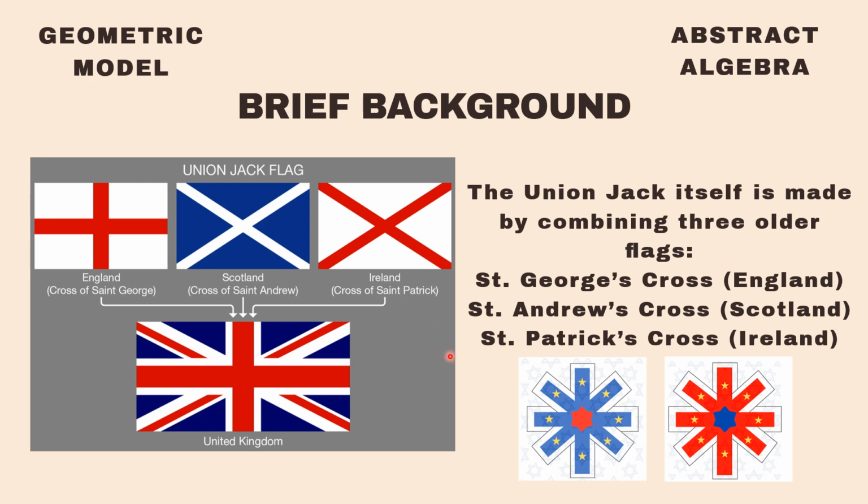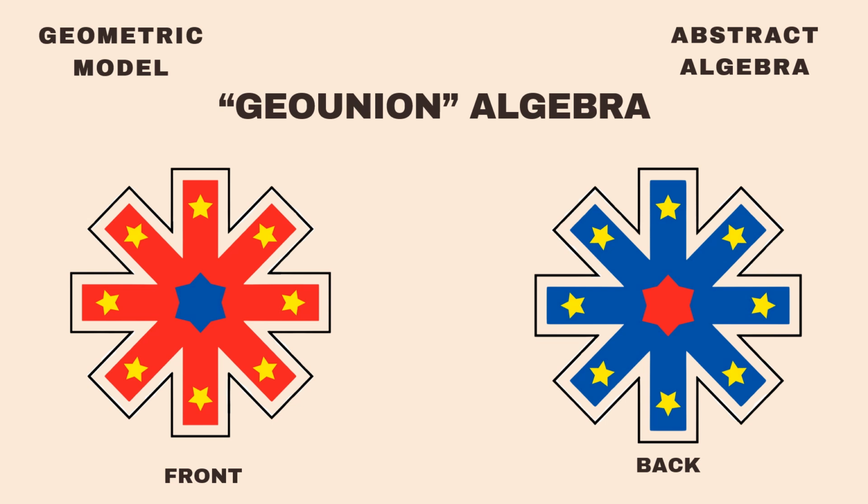That's why I created J-Union: Geo from geometric model, and Union from the Union Jack. I used this structure as my base and made changes to express my own style and interpretation while still keeping the symmetrical and geometrical patterns that caught my attention. So now let's go back to the J-Union Algebra. Again, this is the front and this is the back.